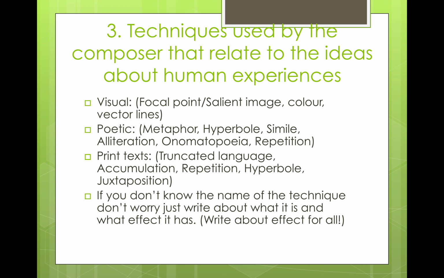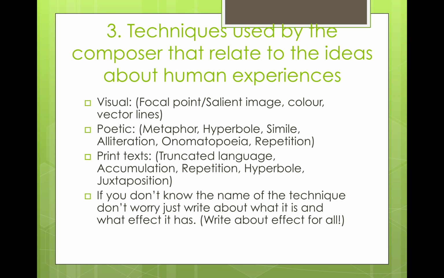In different print texts, and like I said, you might get fiction or non-fiction, look for truncated language, so really short sentences, accumulation, a listing of ideas, repetition, again, a really obvious one, hyperbole, exaggerations, juxtaposition, a contrast between two ideas. These are more than likely going to be there somewhere. So again, we're not looking for these really technical aspects of the writing. We're just trying to identify the way that the composer creates their ideas.